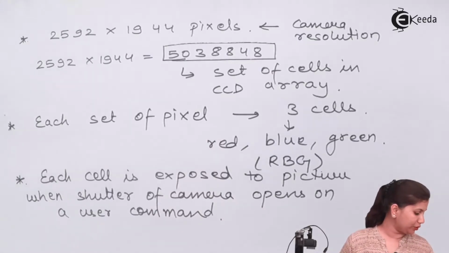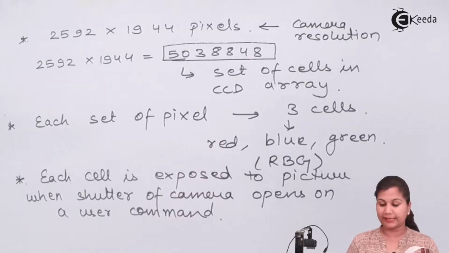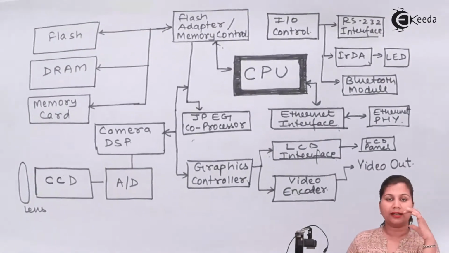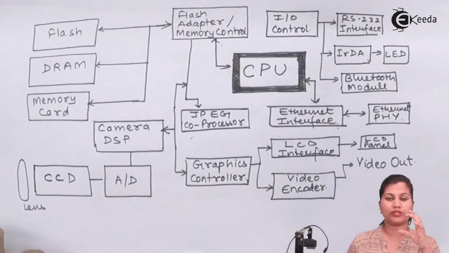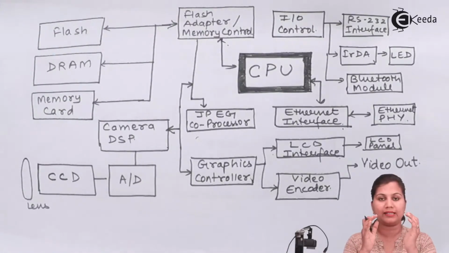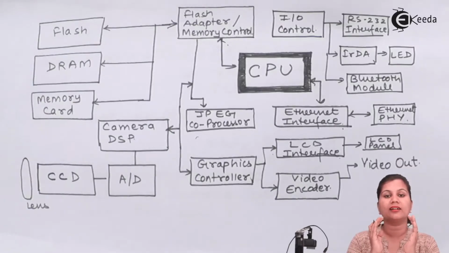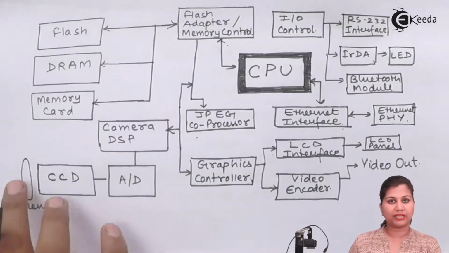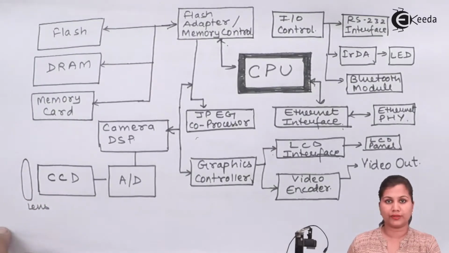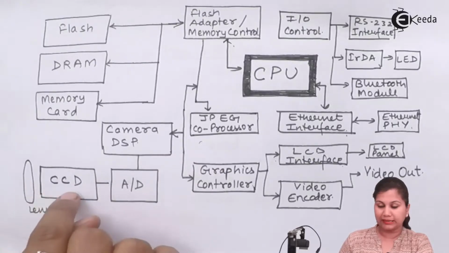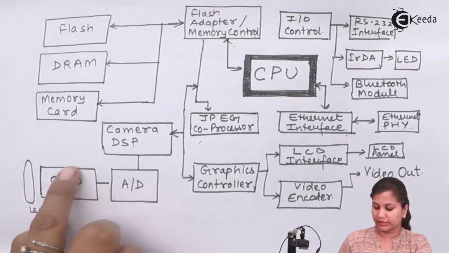Now in the diagram you can see that first the lens is there. Through the lens the user is going to first clarify the picture. It is going to change the brightness or intensity and the resolution, and all the settings are going to be changed with the help of this lens by the user. So the picture is first seen by the lens and then it will come to the CCD array.